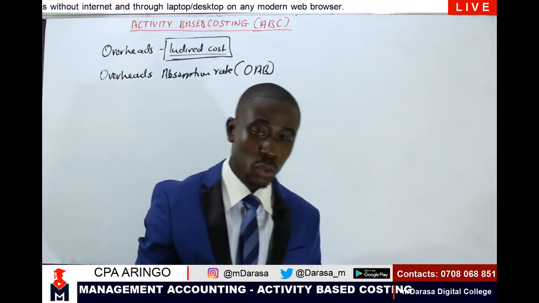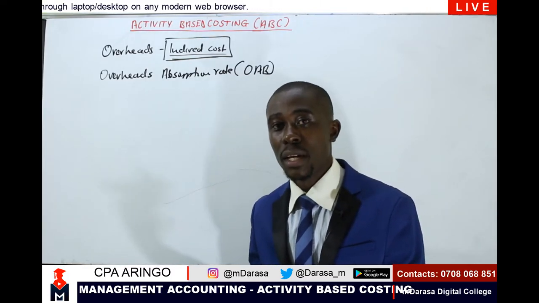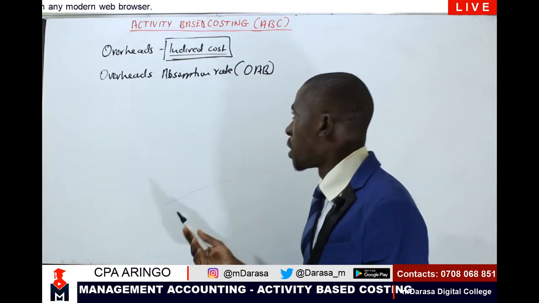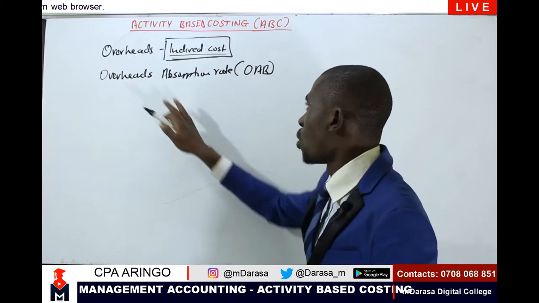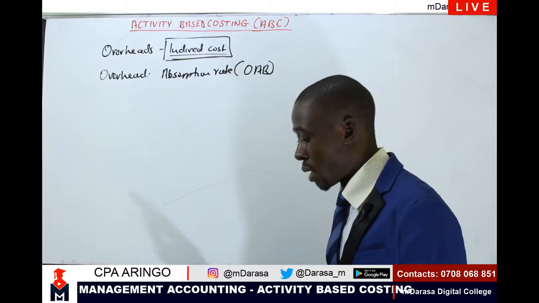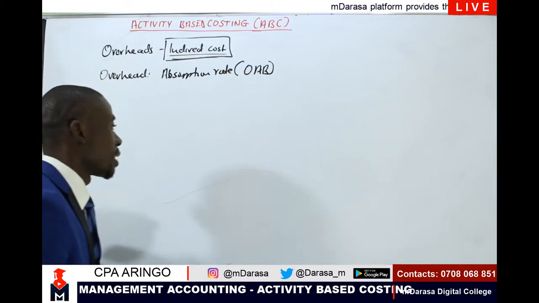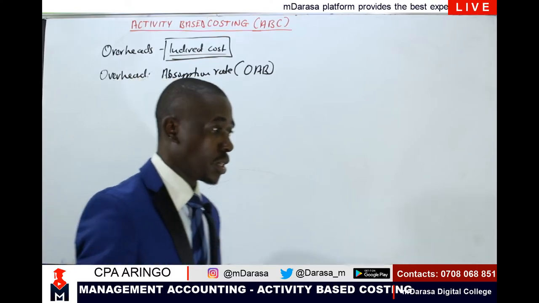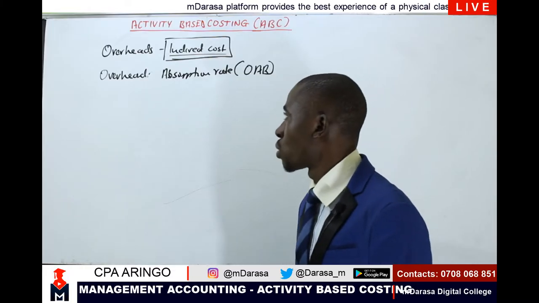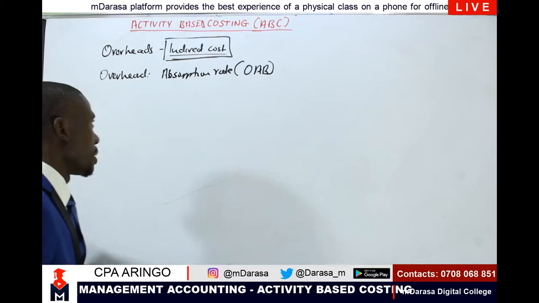In that, we want to determine the rate per unit, the overhead cost per unit. That is what we call the overhead absorption rate, OAR, determining the overhead cost per unit. And the methods we were using earlier on, which we term traditional methods of allocating these overheads, use a certain base of allocation.